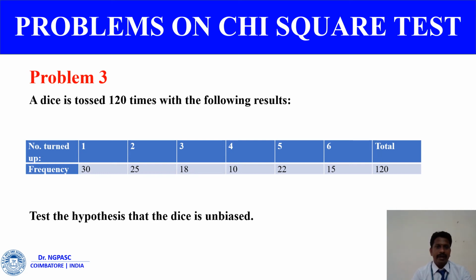Next, problem number 3. A die is tossed 120 times with the following results. Number turned up 1, the frequency 30; 2, frequency 25; 3, frequency 18; 4, 10; 5, 22; 6, 15. The total number of tosses is 120. Test the hypothesis that the die is unbiased.